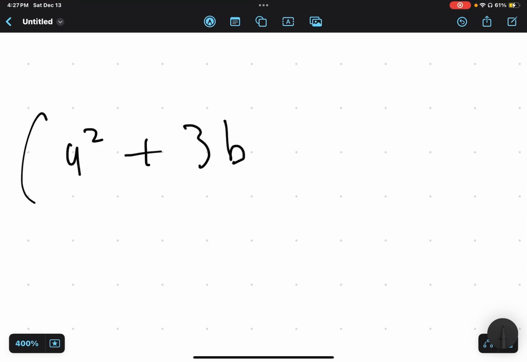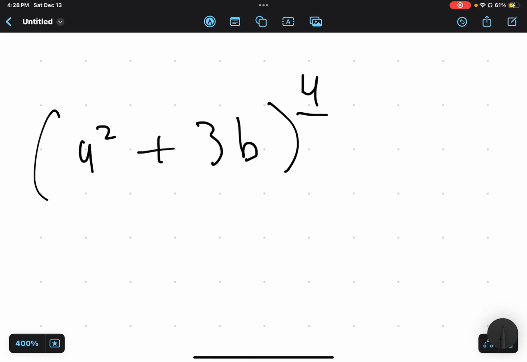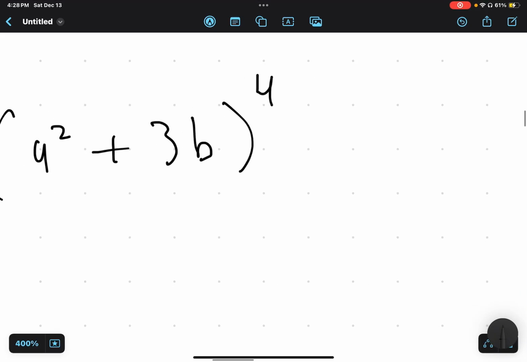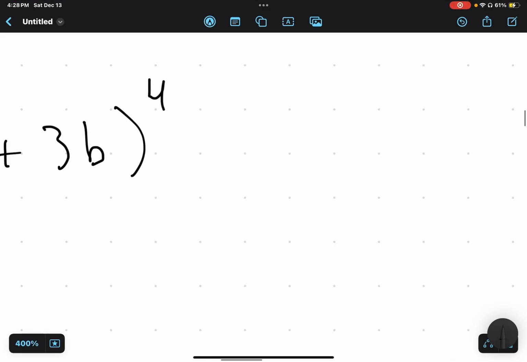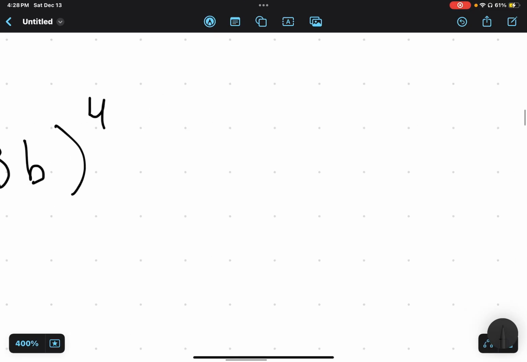I'm pretty sure as I'm writing this, you guys can already see what the difference is. Last time, outside of the parentheses, we had an exponent, right? Which we still do, but this time we're going to put one inside as well. I want to expose you guys to harder examples so that in the future, when you come across them, it's pretty easy. So a squared plus 3b, to the power of 4, right? This one is not too hard.